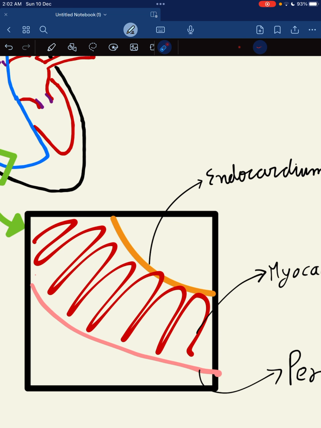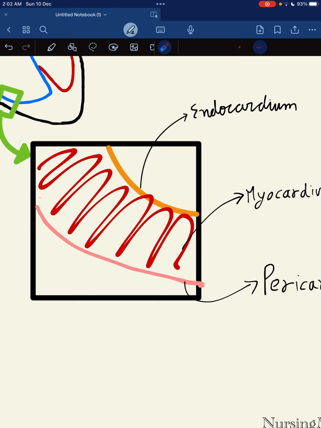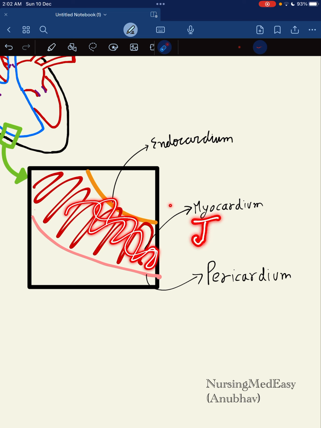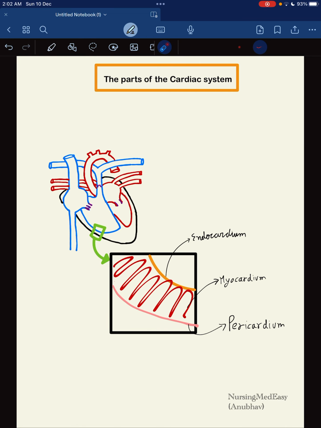The next layer is the myocardium, which is the thickest layer. Myo as a prefix means muscle and cardium refers to heart. So this is cardiac muscle that contracts the heart to generate force to pump the blood out.